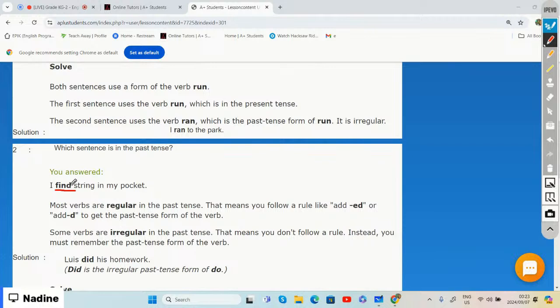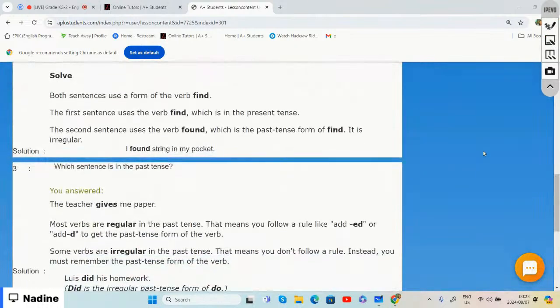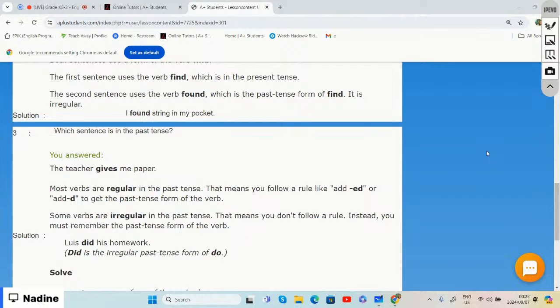All right, and if we were to find the past tense of the word find, then the past tense of the word find is I found string in my pocket. So found is our past tense word of find. I found it in my pocket.